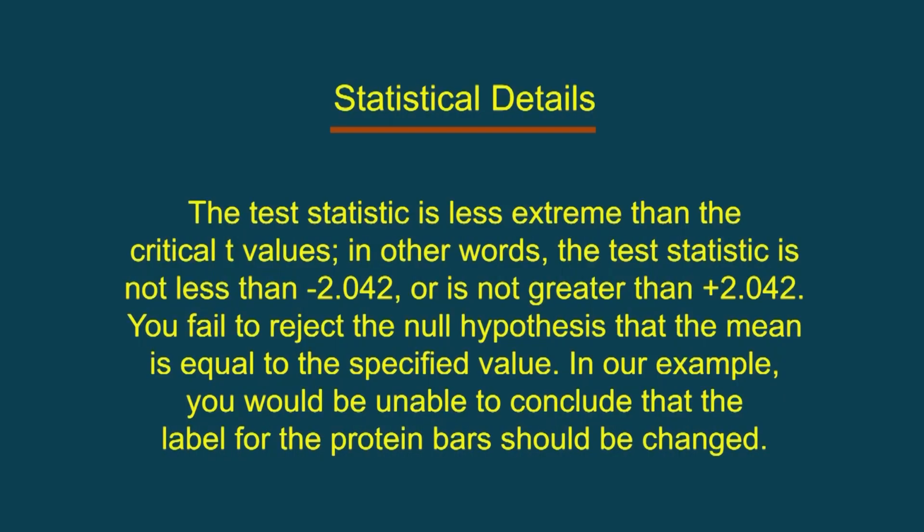You fail to reject the null hypothesis in this situation, that the mean is equal to the specified value. In our example, you would be unable to conclude that the level for the protein bars should be changed, because you now accept the null hypothesis. That means you do not have the evidence that the mean protein level is either much more than 20 or much less than 20. So we cannot say that the labels are to be replaced.